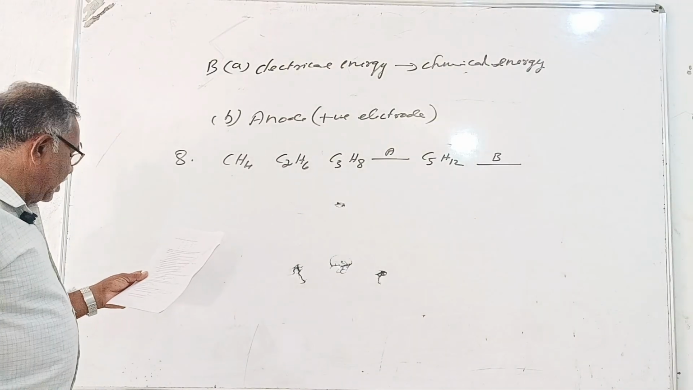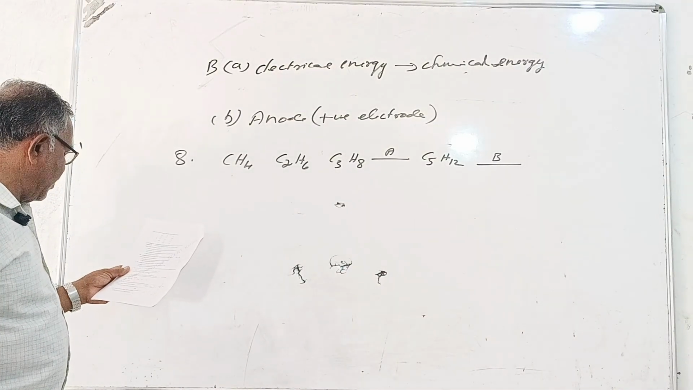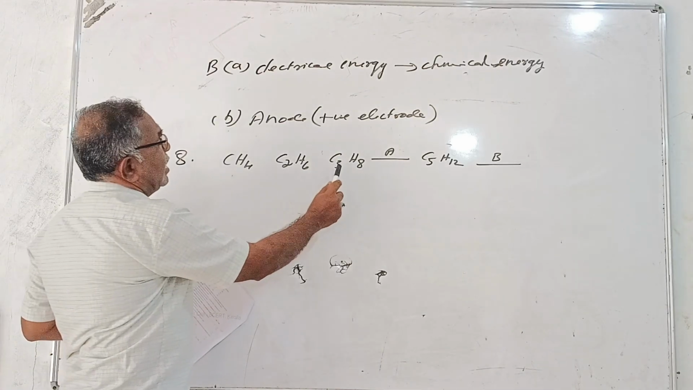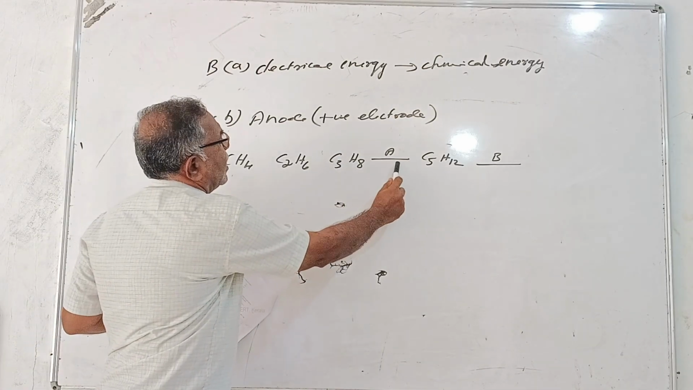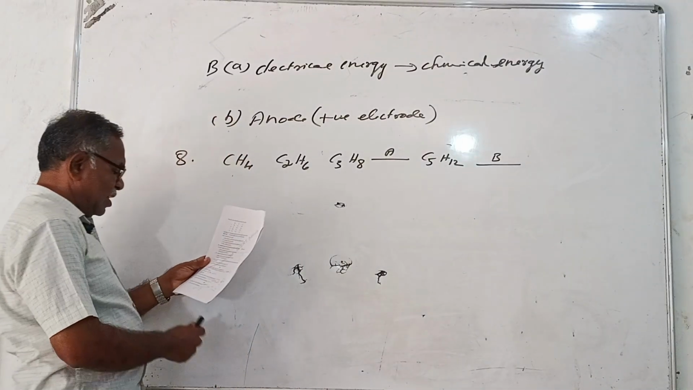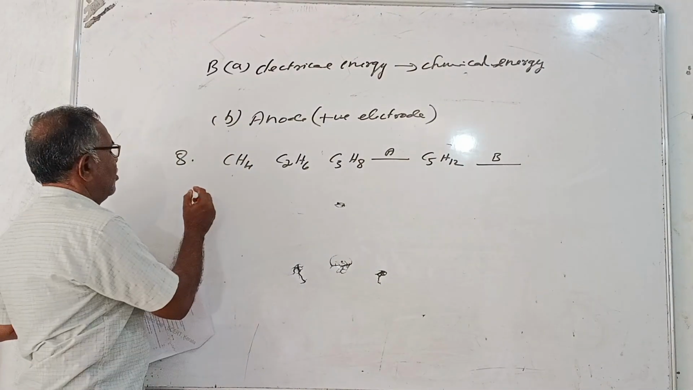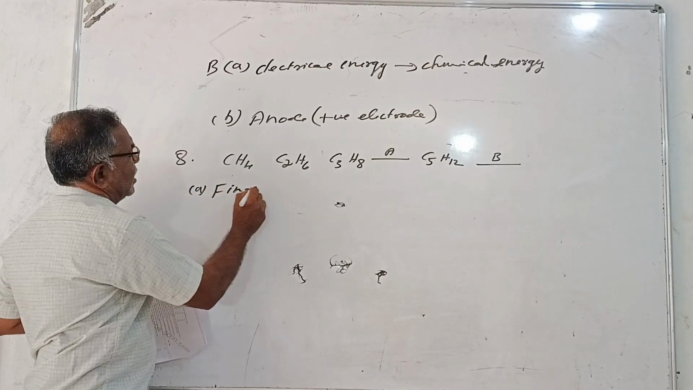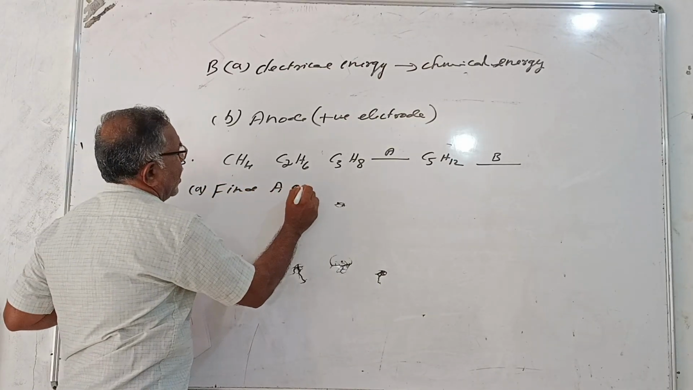Eighth question. A homologous series is given: CH4, C2H6, C3H8, blank A, C5H12, and again blank B. The question is to find A and B.